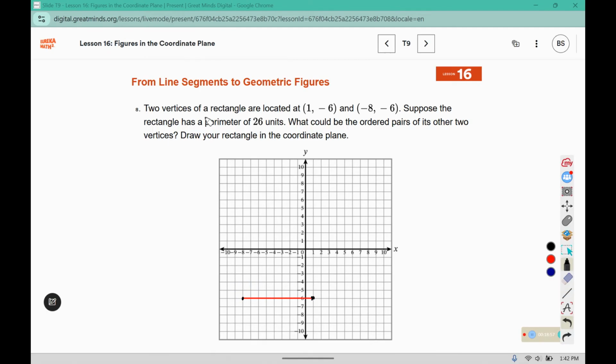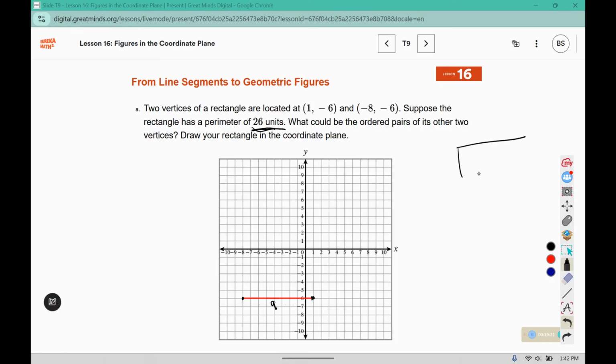Then it says, suppose the rectangle has a perimeter of 26 units. What could be the ordered pairs of the other two vertices? Draw your rectangle in the coordinate plane. So for the perimeter, that is all 4 sides added together. Here I have 1, 2, 3, 4, 5, 6, 7, 8, 9. This is a distance of 9.